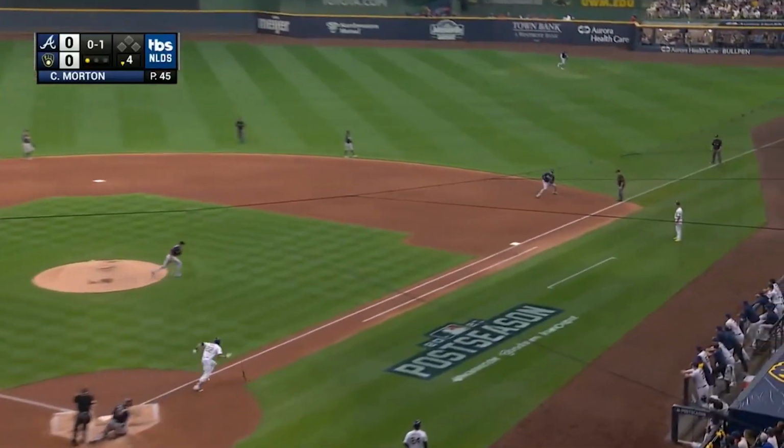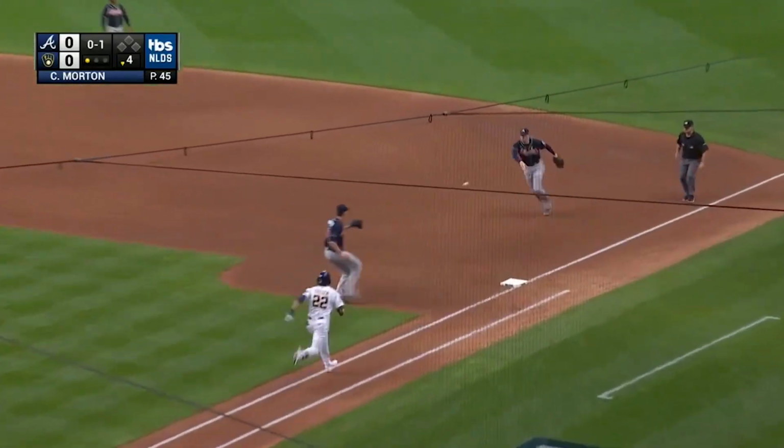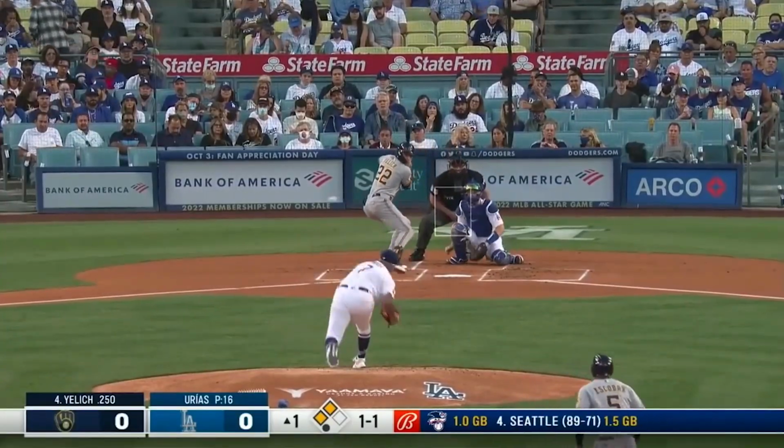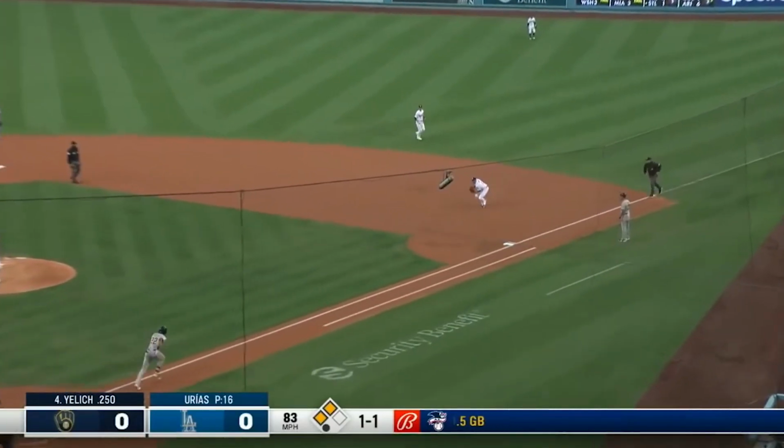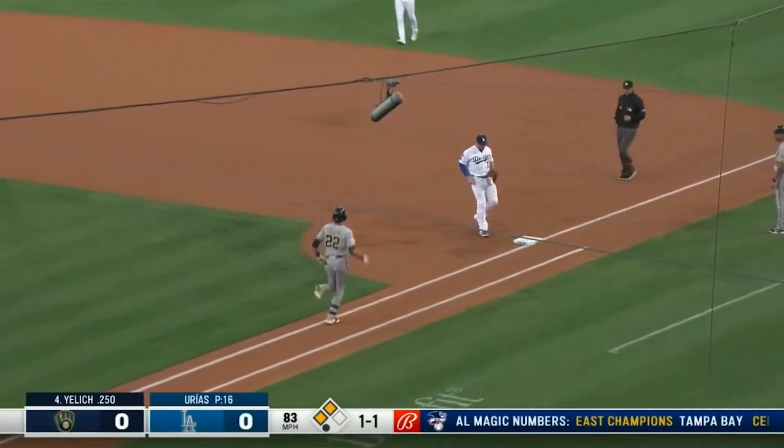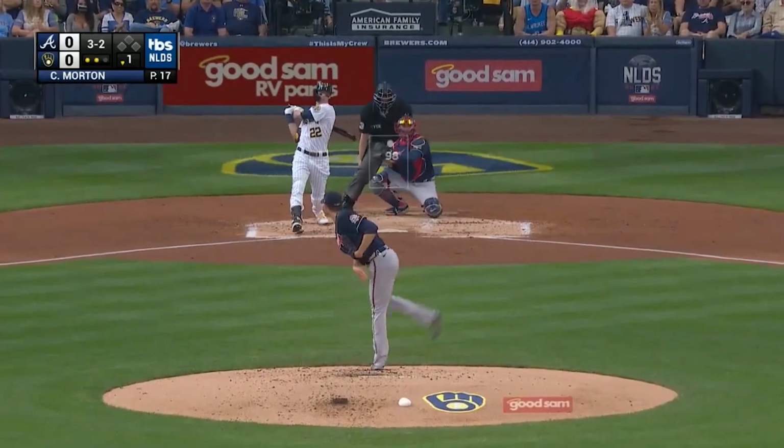This brings up the question to everyone: what happened to Christian Yelich? And how does someone go from being one of the elite hitters in the MLB to one of the worst hitters in just a few seasons?